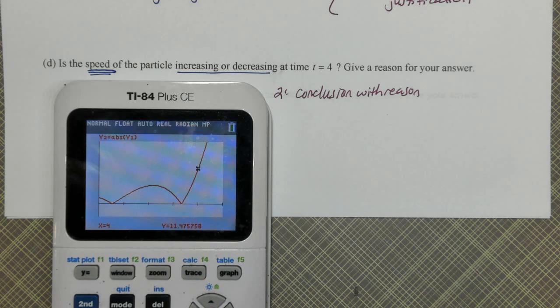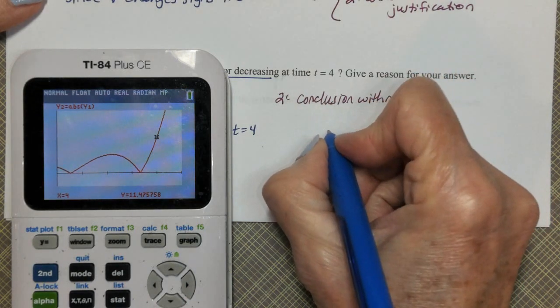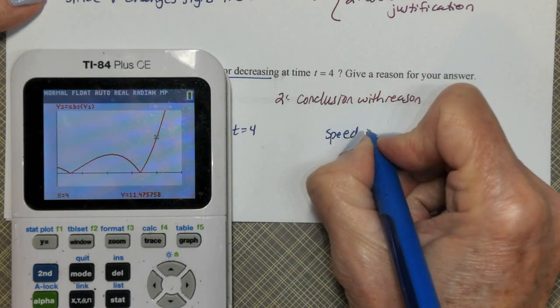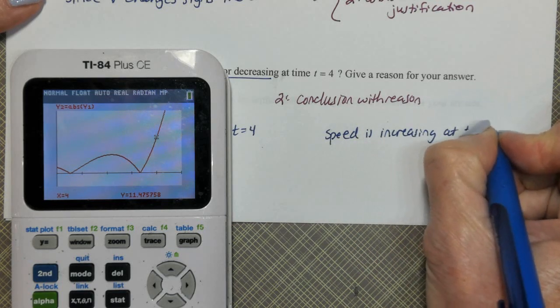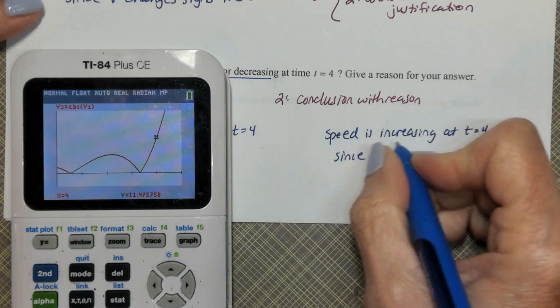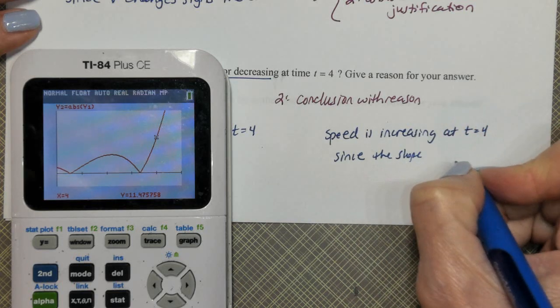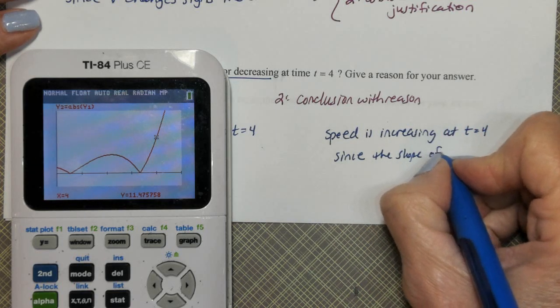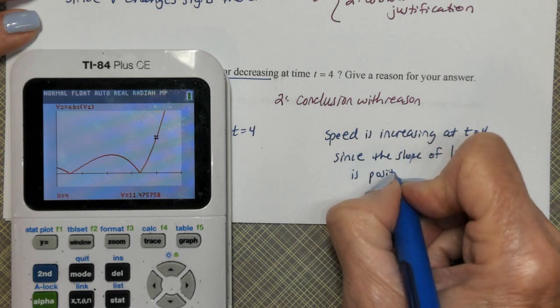At time 4, is that graph increasing or decreasing? Well, it's increasing because its slope is positive. So another alternate way to answer this question would be that the speed is increasing at time equals 4 since the slope, that's exactly what we are doing to figure that out, the slope of the absolute value of v is positive.